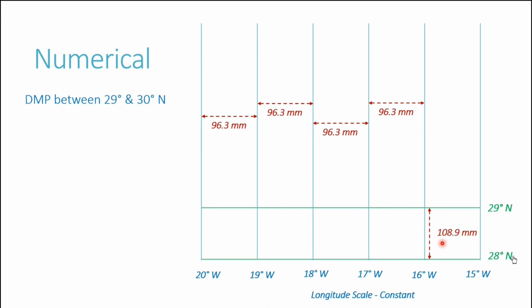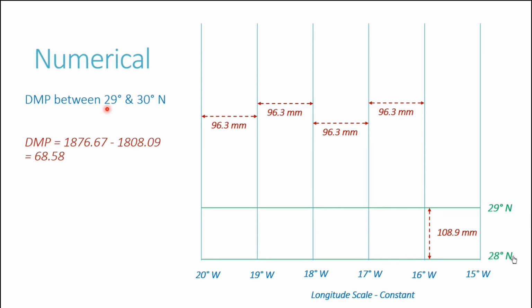So between 28 and 29, we had a gap of 108.9 millimeters. Between 29 and 30, it will not be the same. It will be different because 1 minute of latitude keeps on changing. So how do we find that gap between 29 degrees and 30 degree parallel? We use the same method. We find out the DMP, difference of meridional parts between them. And this DMP now comes out to 68.58.